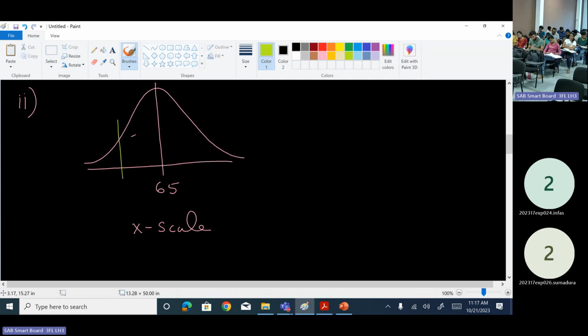We don't know the pass mark, so we'll call it B, because for the first part we used A. If B is the pass mark, anyone who gets below B will fail. So what percent fail? 12% fail. Now we have to find this point such that this area is 0.12. Whatever the area highlighted, we write it in mathematical form: probability X less than B equals 0.12.